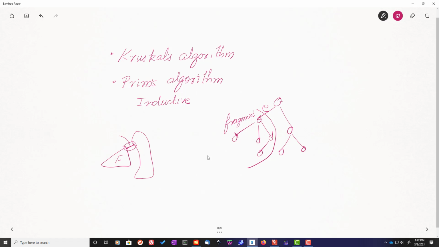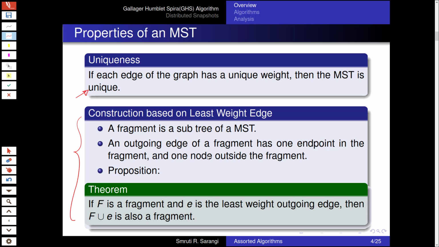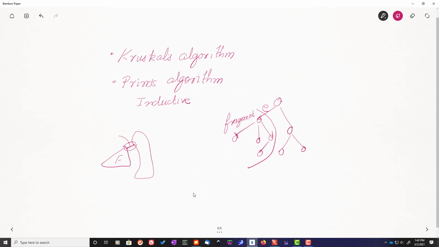For anybody who knows the proof of Prim's algorithm, this theorem will be rather obvious: if F is a fragment and E is the least weight outgoing edge, then F union E is also a fragment. What does this mean? F is a fragment and this is the edge E. If I consider this to be the fragment and this to be the rest of the world, and I draw a line over here, there might be multiple edges that go from the fragment to the rest of the tree. This could be one edge, this could be one more, this could be one more. Let them be E, E dash, E double dash.